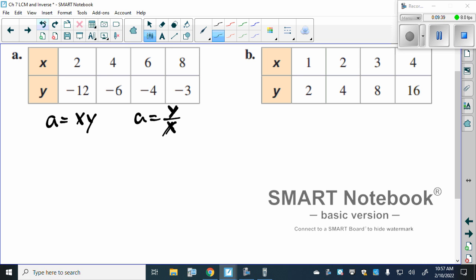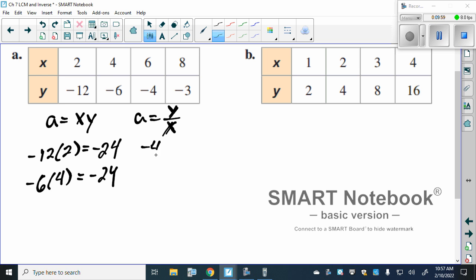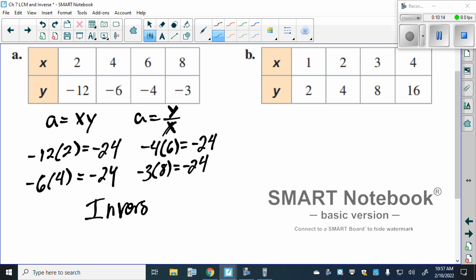It's very tempting to say that it's divided. Negative 12 times 2 would give us negative 24. Negative 6 times 4 is, well, negative 24. Negative 4 times 6 is negative 24. And lastly, negative 3 times 8 is negative 24, so exactly this would be inverse.